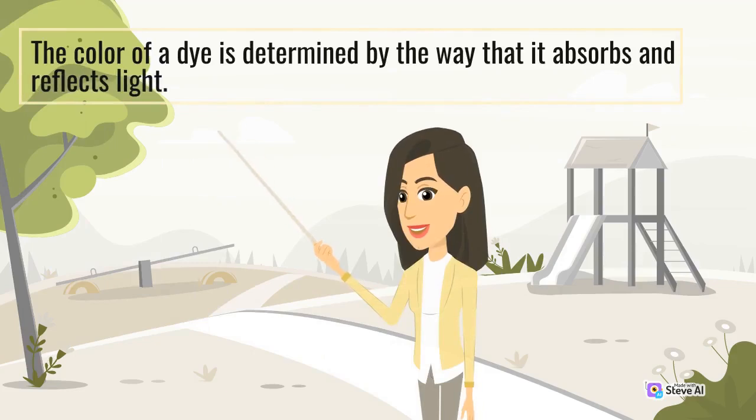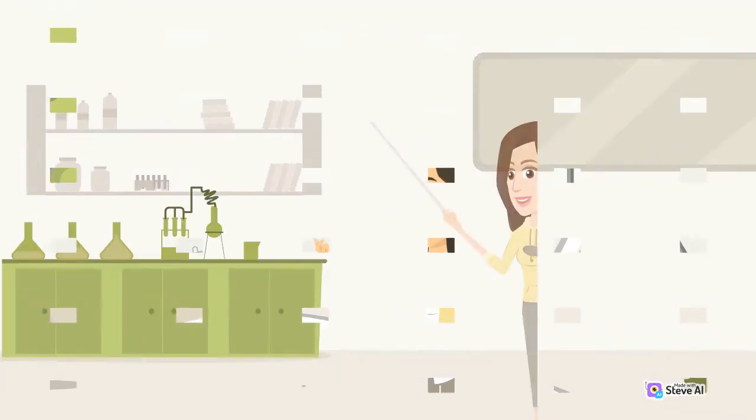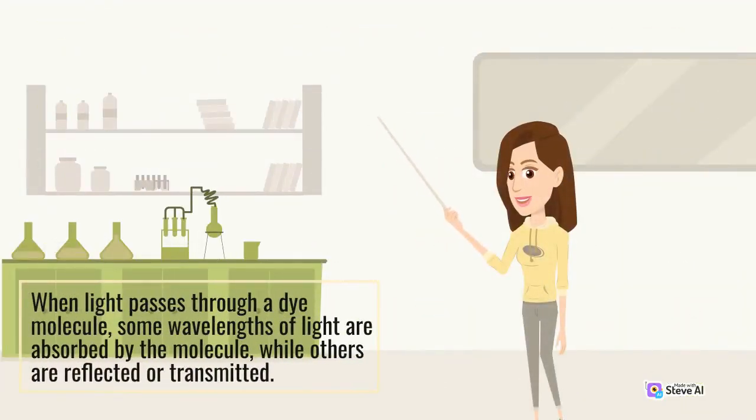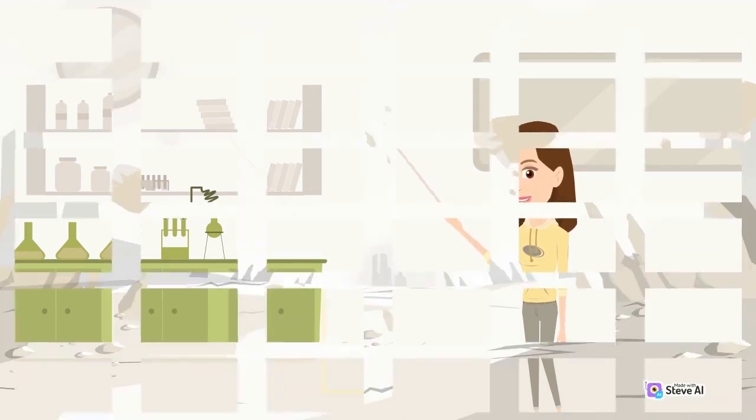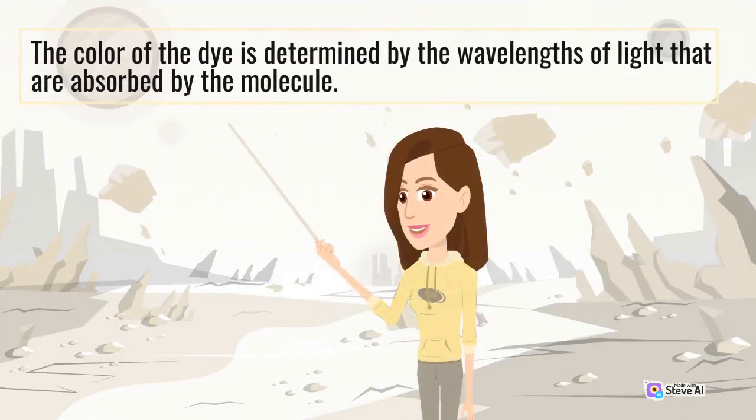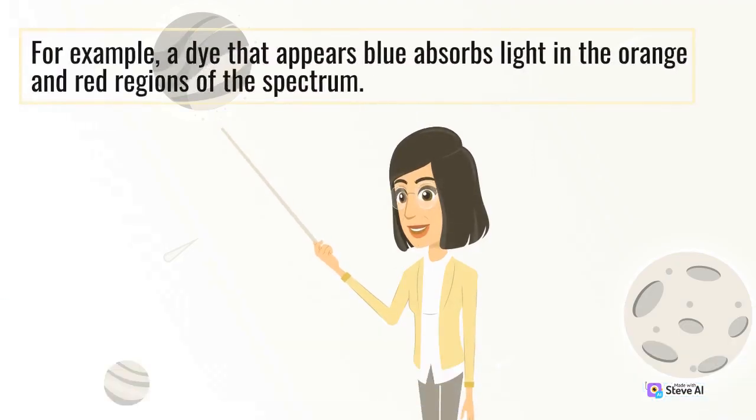The color of a dye is determined by the way that it absorbs and reflects light. When light passes through a dye molecule, some wavelengths of light are absorbed by the molecule, while others are reflected or transmitted. The color of the dye is determined by the wavelengths of light that are absorbed by the molecule. For example, a dye that appears blue absorbs light in the orange and red regions of the spectrum.